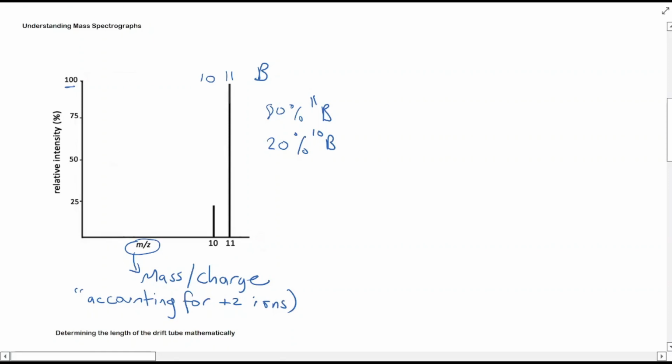Okay. Sometimes we hear the language of the molecular ion peak, and when you think about the molecular ion peak, you want to think of the biggest one to the right hand side. In this case we'd say 11 was that, but often it's referring to more complex molecules than these monoatomic ones and diatomic ones. It's talking more about small organic molecules, maybe, things like that.